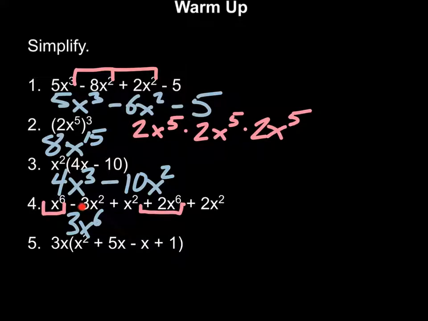I have negative 3x squared plus 1x squared plus 2x squared. What's negative 3 plus 1? Negative 2. And then negative 2 plus 2 is? 0. So that means the x squared term just became a 0x squared, which means it went away. I don't need to write 0x squared, because that equals 0. And so then this 3x to the 6 is the final answer.